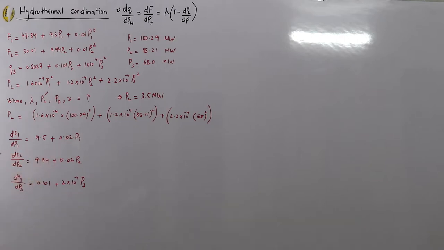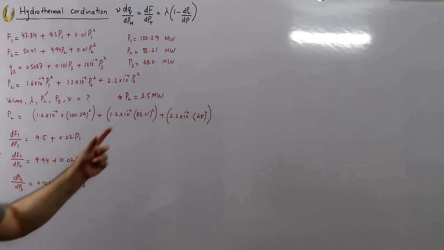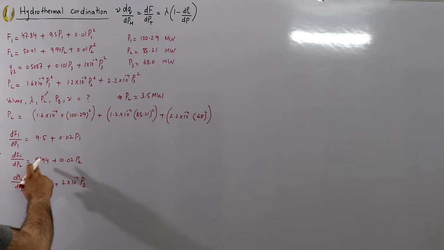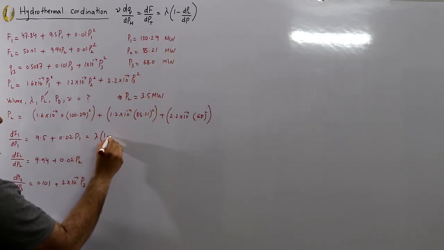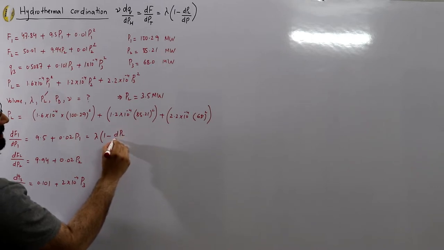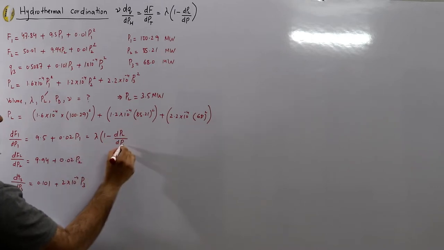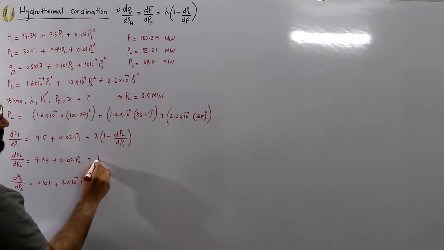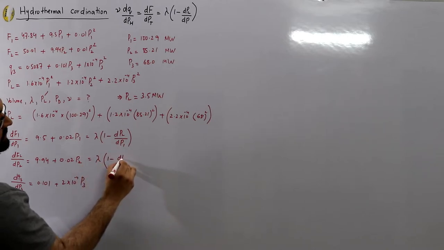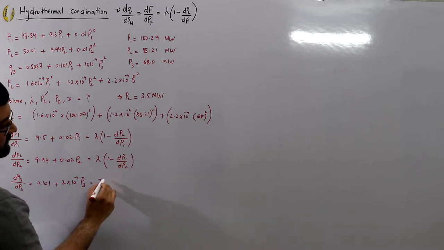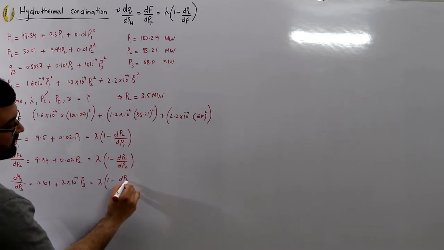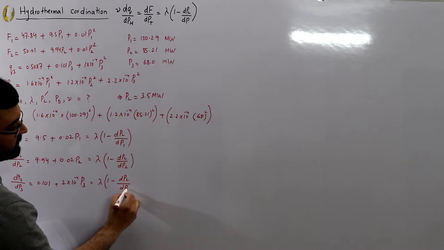Now the losses are there with all of them, so you have to take it by this formula, equal to lambda into 1 minus d power loss over dP1. Similarly, over here you take it equal to lambda into 1 minus d power loss with respect to dP2. Similarly, over here take it equal to lambda into 1 minus d power loss with respect to dP3.